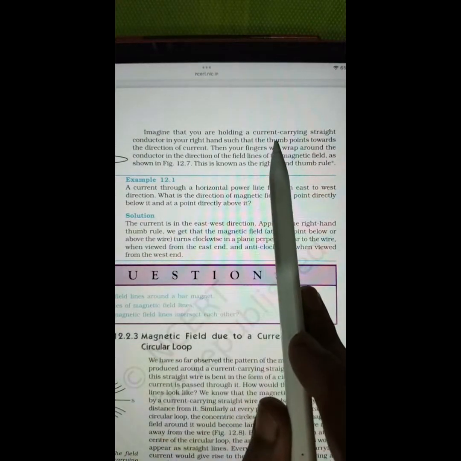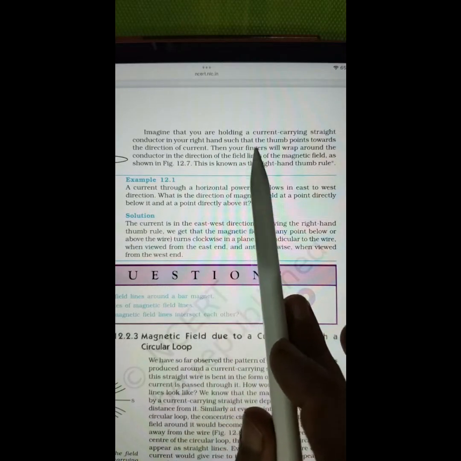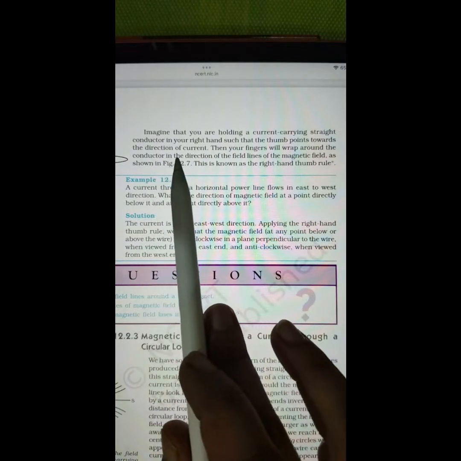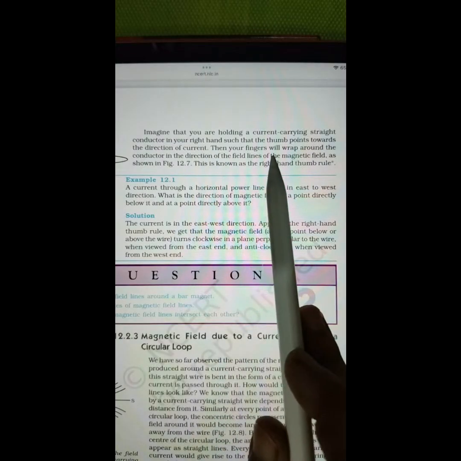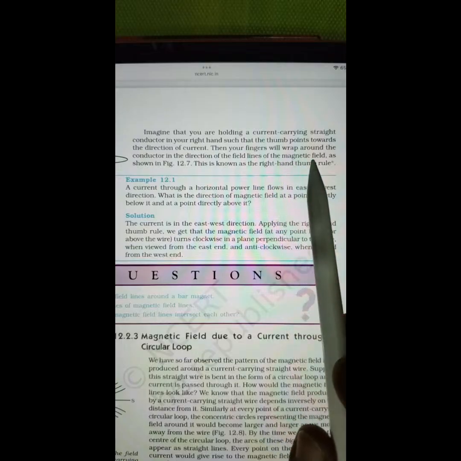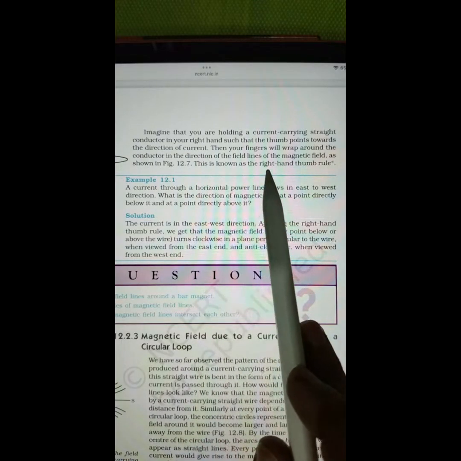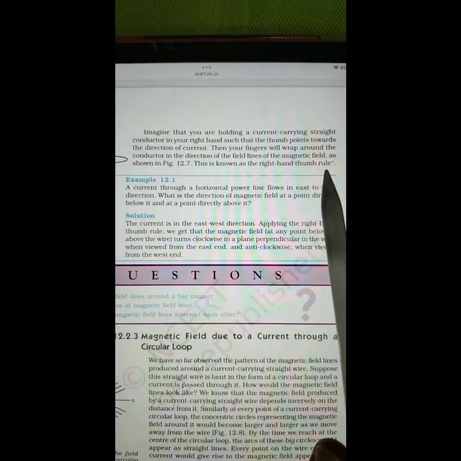Imagine that you are holding a current carrying straight conductor in your right hand such that the thumb points towards the direction of the current. Then your fingers will wrap around the conductor in the direction of the field lines of the magnetic field as shown in figure 12.7. This is known as the right hand thumb rule.